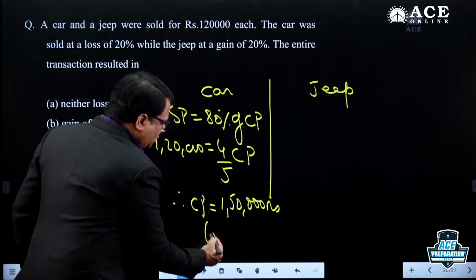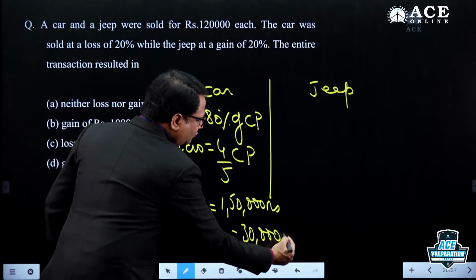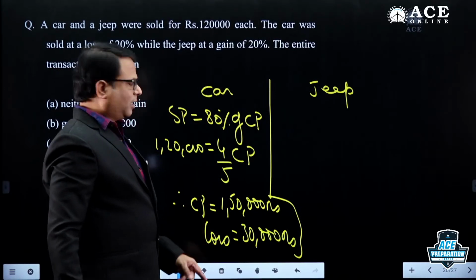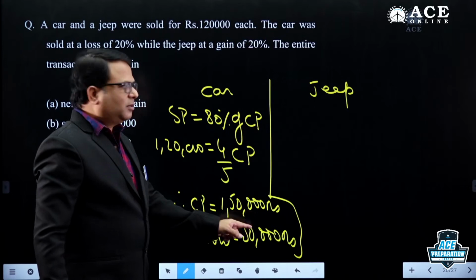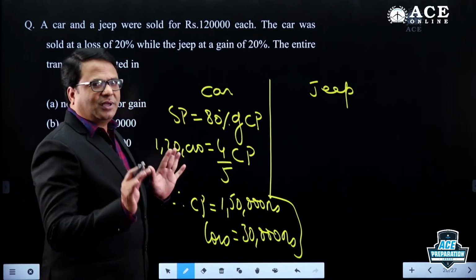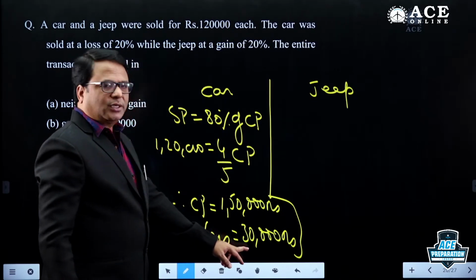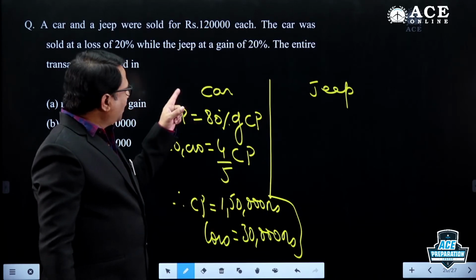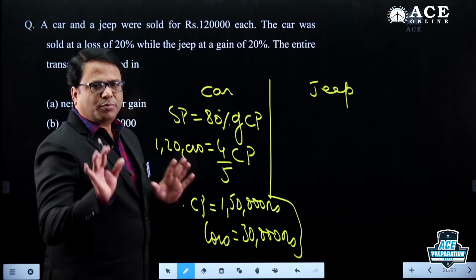So loss is how much? Loss is 30,000 rupees. So all this is about the car. Because cost price is 1,50,000 rupees, but selling price is only 1,20,000. So on the car he is making a loss of how much? 30,000 rupees. Cost price is 1,50,000, but he is selling it for only 1,20,000. So he incurred a loss of 30,000 rupees on the car.